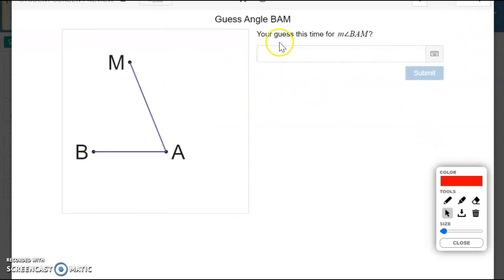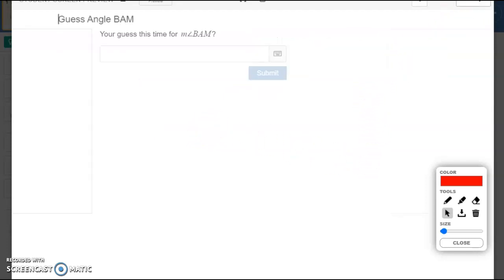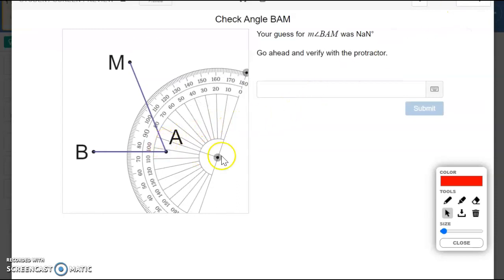All right, then this time try to guess the measure of BAM, measure angle BAM. Okay, so we are looking for this opening. How big do you think this opening is? Well, again, we know that a vertical line right there will be 90 degrees. Well, it's going to be smaller than 90 degrees. How much smaller? Well, maybe 65, maybe 70. It's up to you. Okay, make your guess. And then we're going to use our tool.